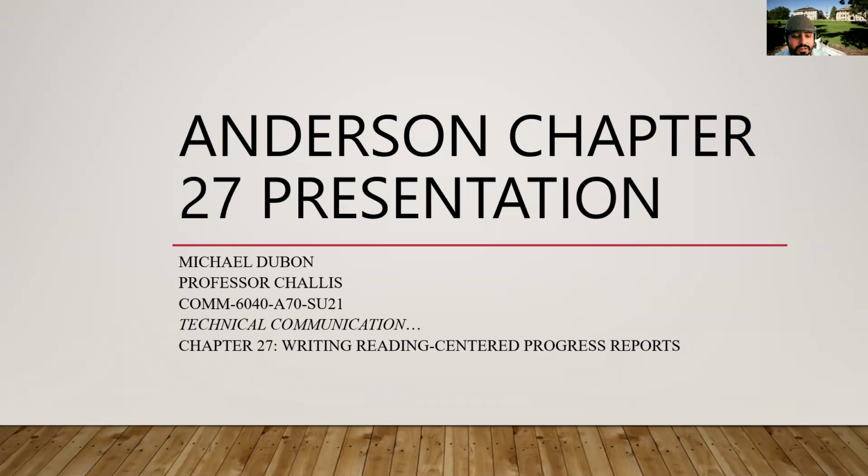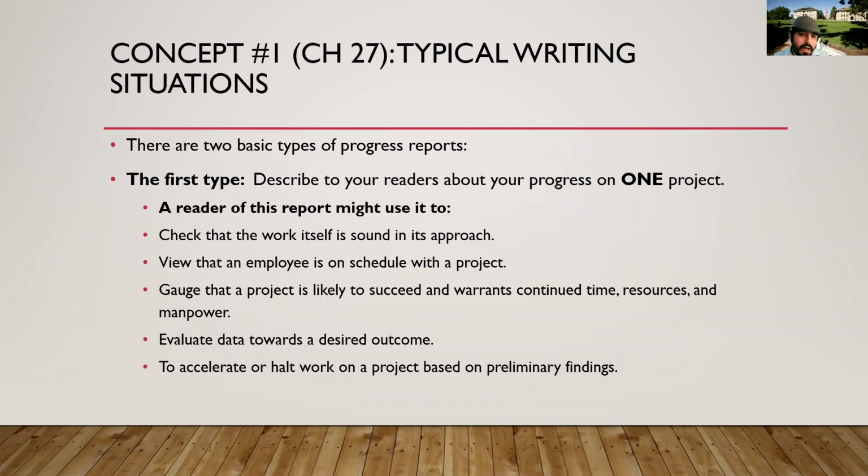So the first concept associated with this chapter is this idea of typical writing situations and the types of reports that accompany these typical writing situations. So there's two basic types of progress reports. The first basic type describes to your readers your progress on one particular project. So a reader, which again could be a number of different audiences, might use it to evaluate if the work you're doing is in itself being approached soundly and practically.